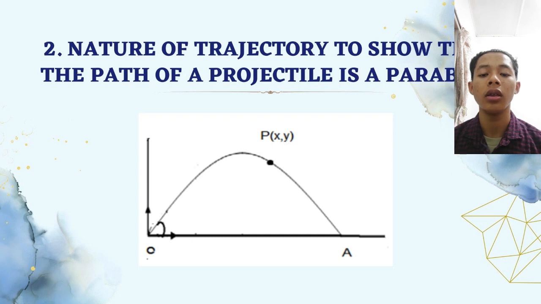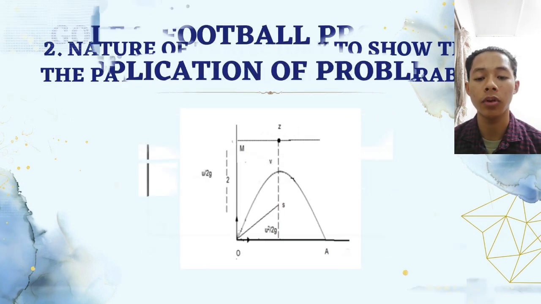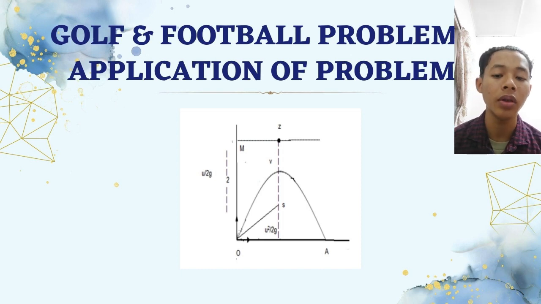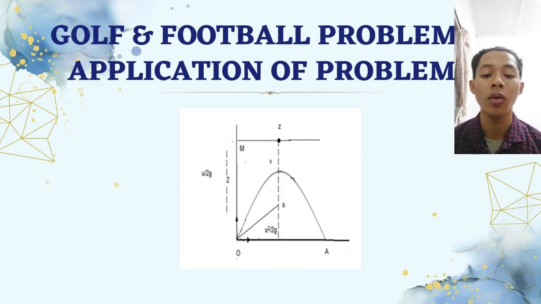Now, let's explore the application of projectile motion in golf and football. By understanding the principle of projectile motion, we can analyze and solve real-world problems related to this sport. For example, we can determine the initial speed required for a quarterback to throw a football and reach a receiver accurately.